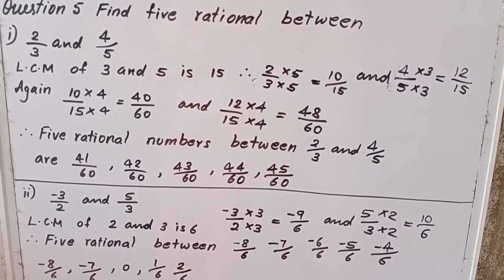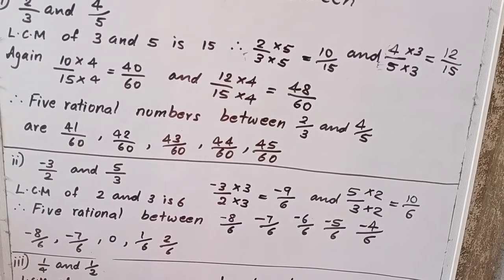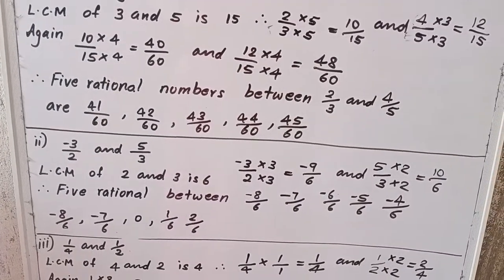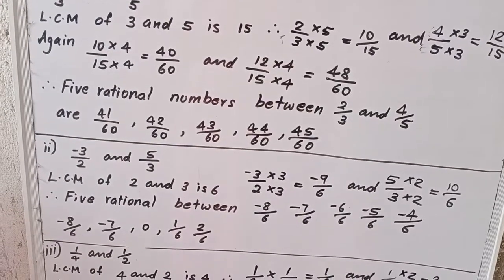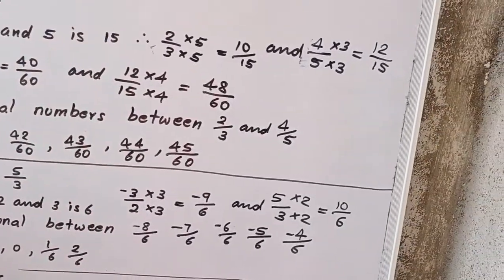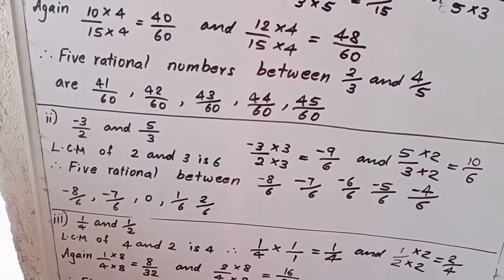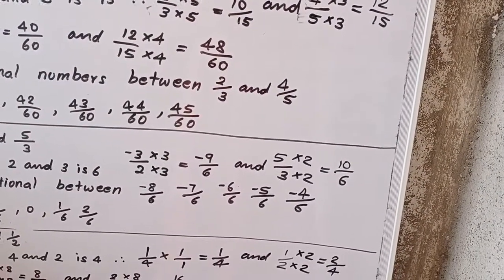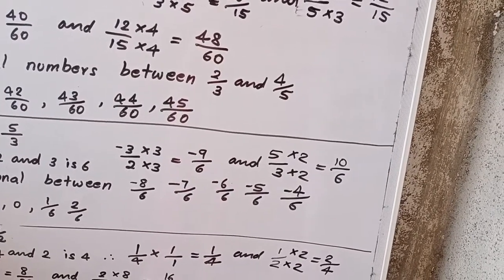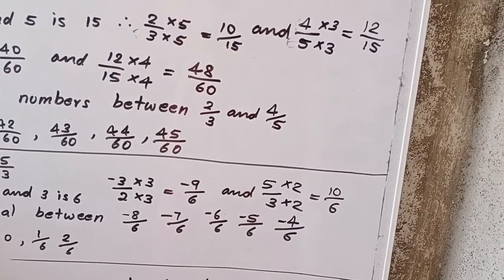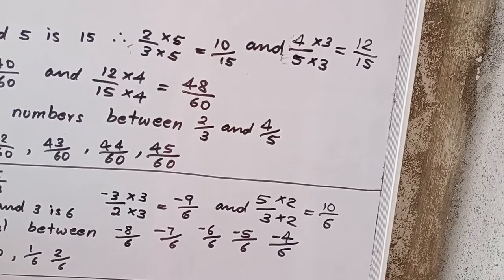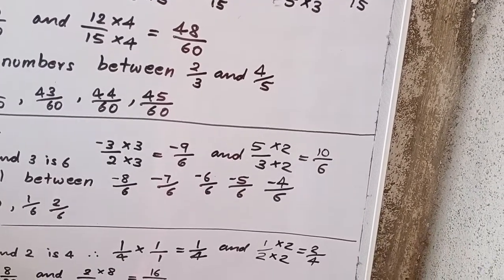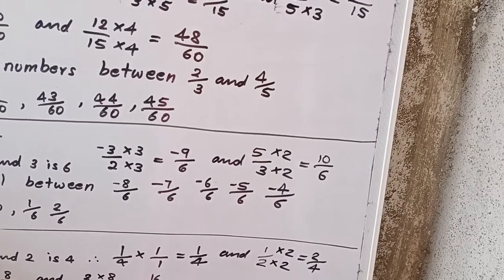Now we'll go to the third question, 1 by 4 and 1 by 2. First we have to take the LCM of the denominators. The LCM of 4 and 2 is 4. So for 1 by 4, we need not multiply. For 1 by 2, if I multiply by 2, I will get denominator 4. So I have written 2 2s are 4, 2 1s are 2.